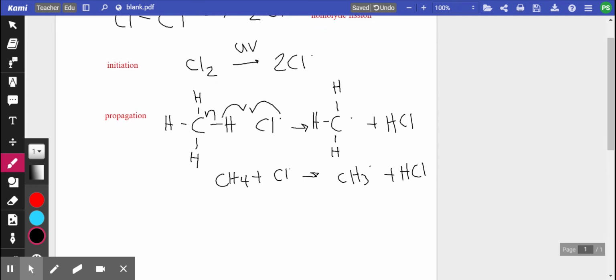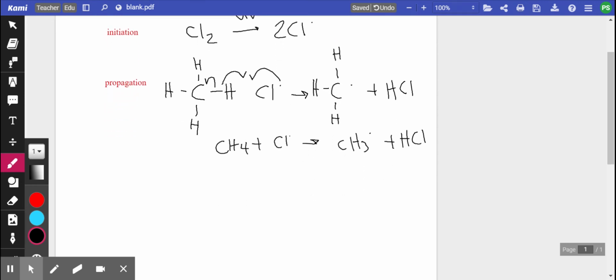Okay, there's more propagation steps possible. Now I'm just going to focus on the equations. This methyl radical could react with another chlorine molecule to form chloromethane and create another chlorine radical, which could react again with methane and continue the cycle. Okay, so propagation keeps the cycle going, keeps the radicals formed.